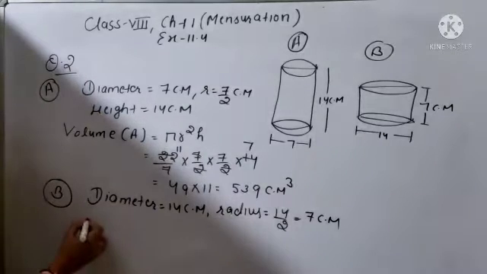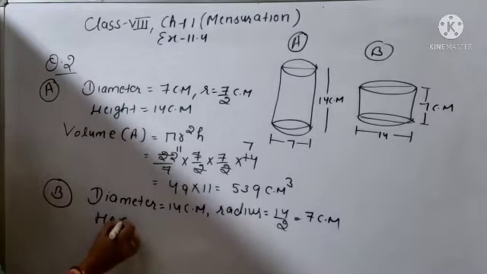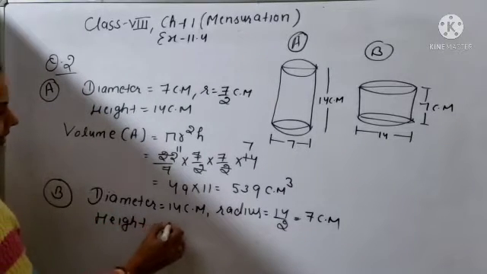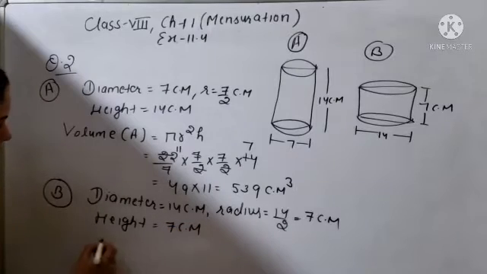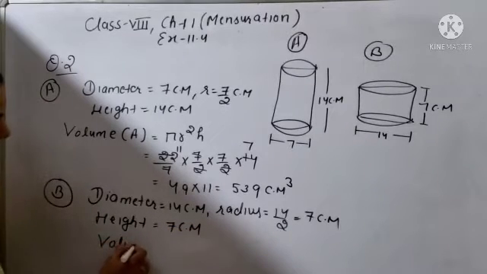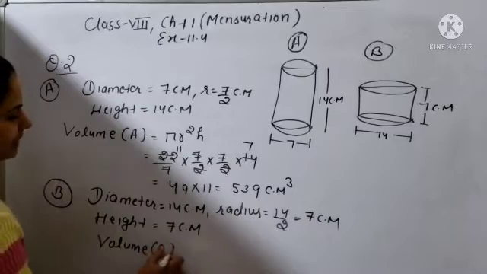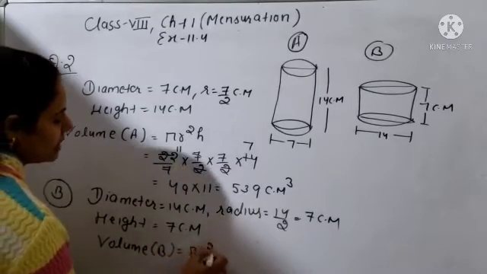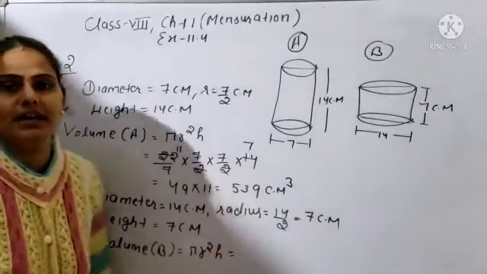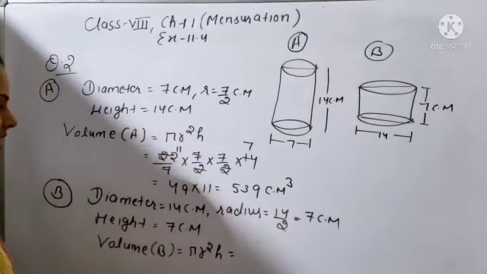Okay. Now you will find out the height. Height is already given. This is 7 centimeter. Again you will find out the volume, so the volume of cylinder B. And what will be the volume? Volume is pi r square h. This is the formula to find out the volume of the cylinder, pi r square h.